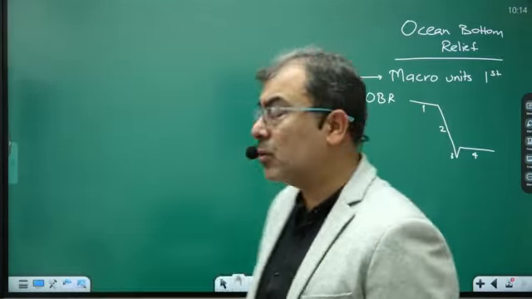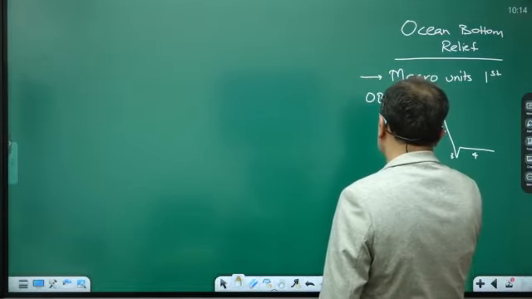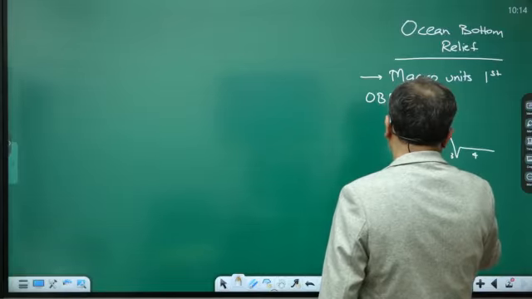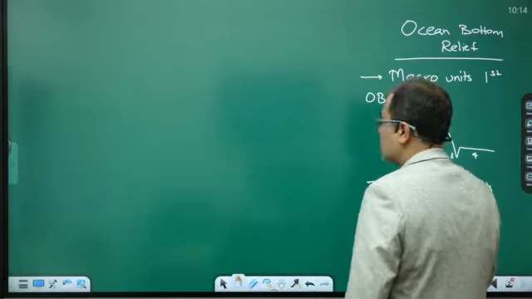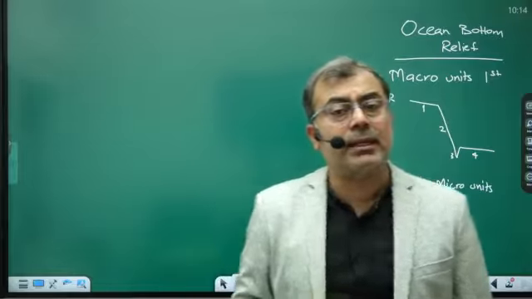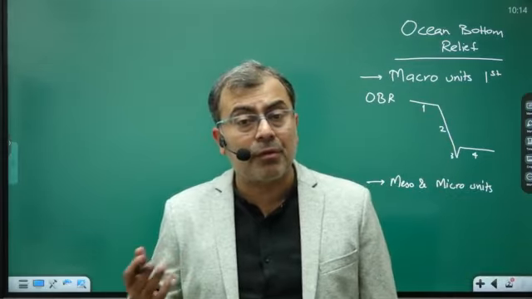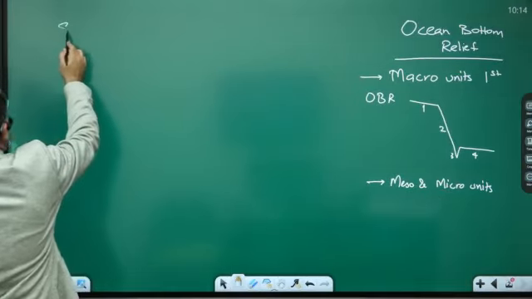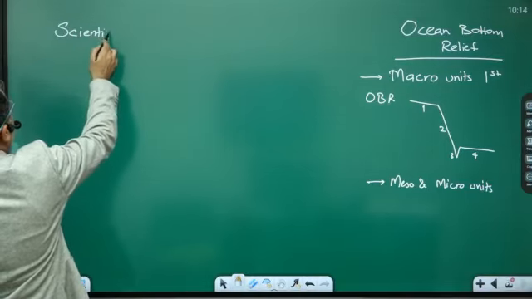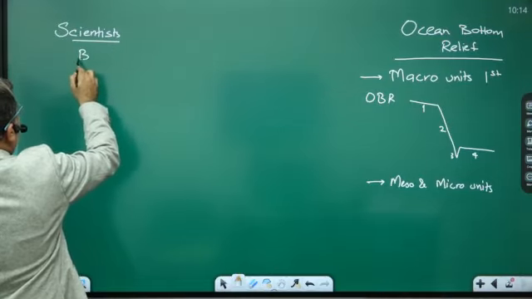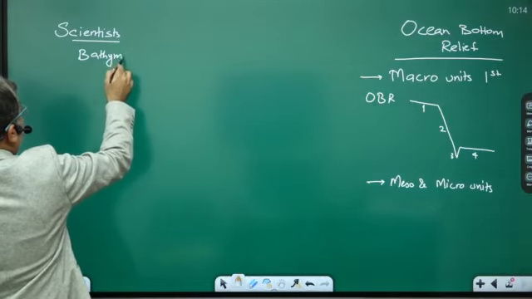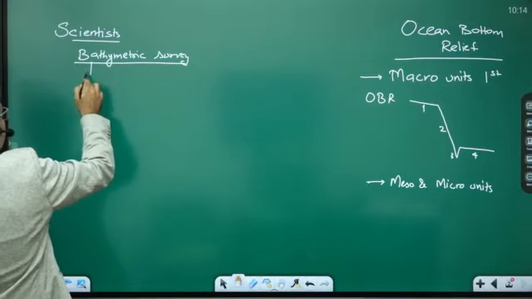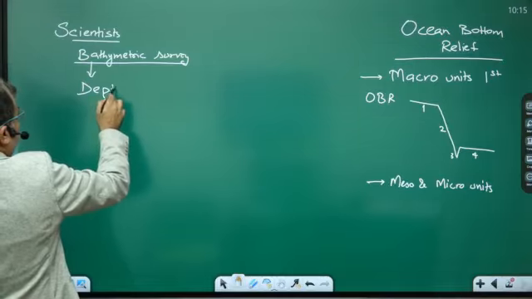After this, we go to meso and micro units. What are these meso and micro? We'll look at that. Now before we were looking at this, there were scientists who sat down and studied. Scientists did a bathymetric survey. What comes out of a bathymetric survey? Depths, yes or no?